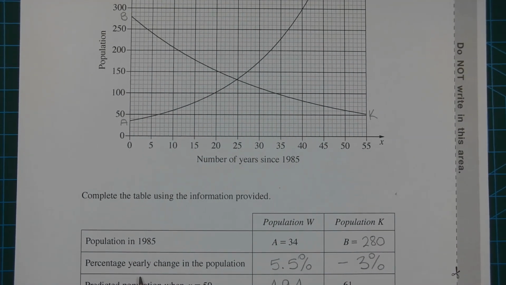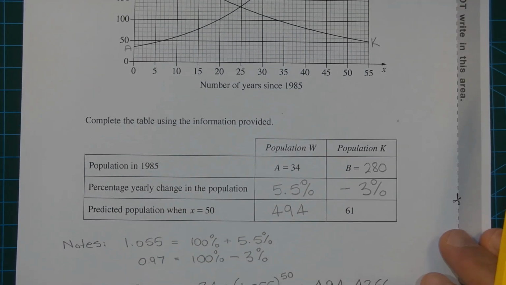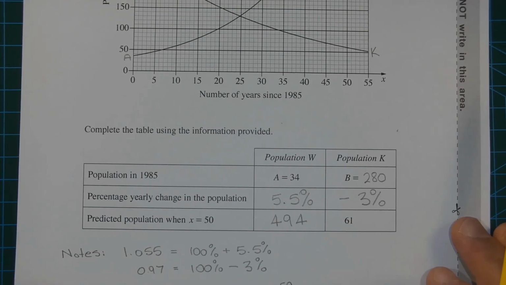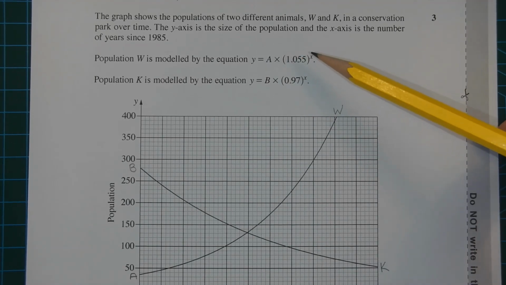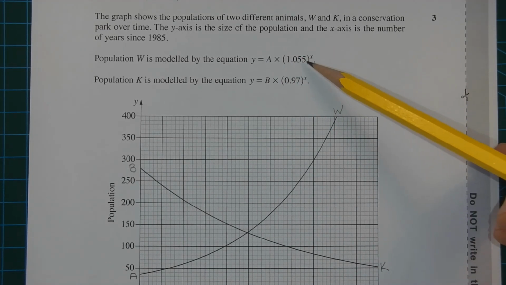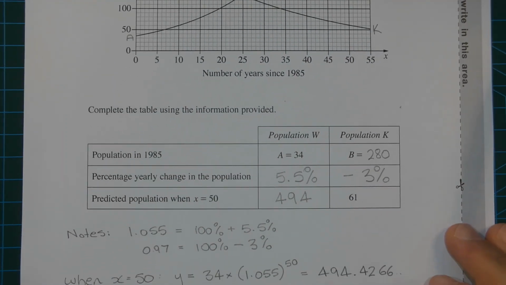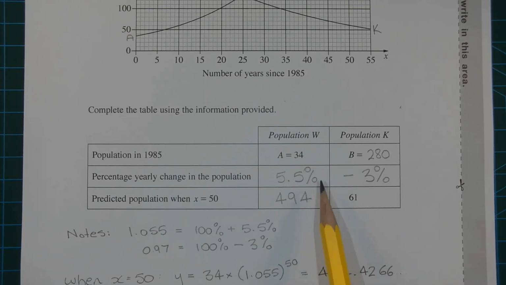Let's look at the percentage yearly change in the population. And we consider the bases of both exponential equations, which I'll go back to the original equation. So the base for population W is 1.055, and that can be written in percentage form as 100% plus 5.5%. So if you add those two together and convert it to decimal, we get 1.055, and that corresponds to a 5.5% percentage yearly change in the population, and I've noted that here.